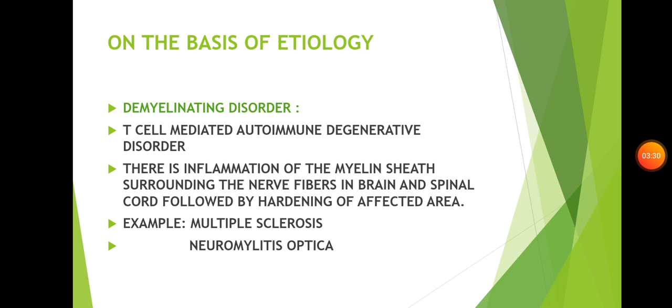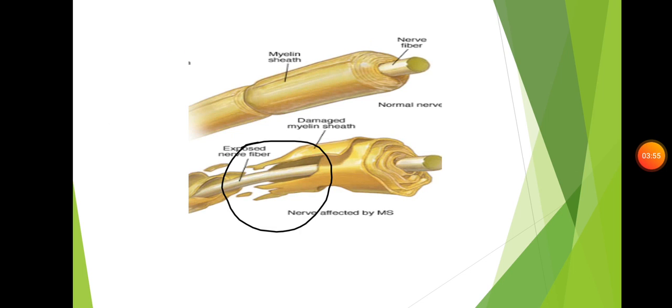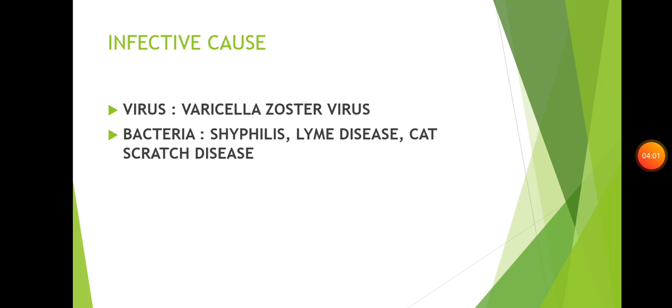Demyelinating disorder. It's a T-cell mediated autoimmune degenerative disorder. There is inflammation of the myelin sheath surrounding the nerve fibers in brain and spinal cord, followed by hardening of this affected area. When the myelin sheath is damaged, nerve impulses slow or even stop, causing neurological problems. Examples include multiple sclerosis and neuromyelitis optica. Here you can see the demyelination of the nerve that is caused by multiple sclerosis.